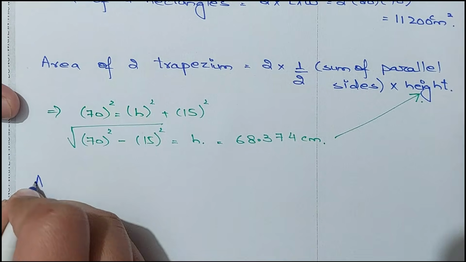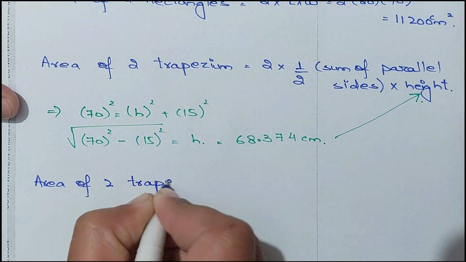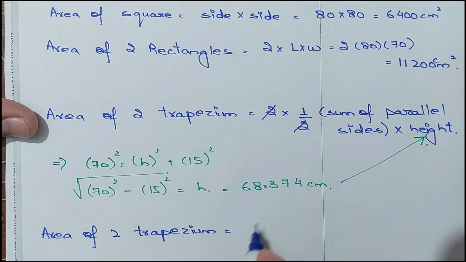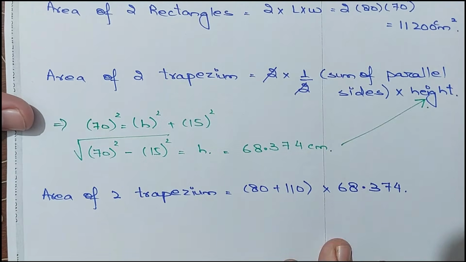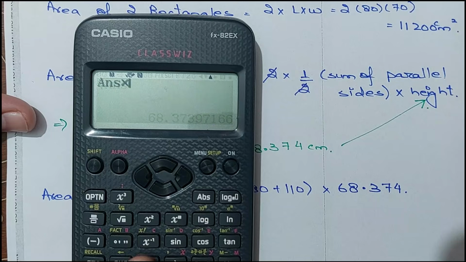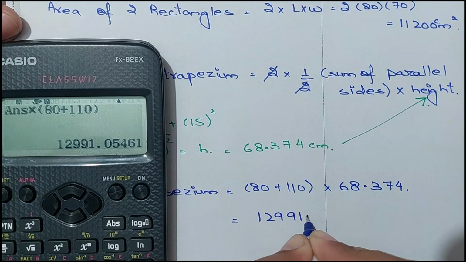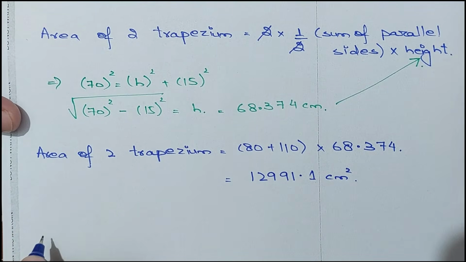Okay, so we can say the area of the trapezium is going to be half, and this 2 is cancelled out. The sum of the parallel sides is 80 and 110. 80 plus 110 multiplied by the height, 68.374. This would be the area, which is 12991.1 centimeter square.